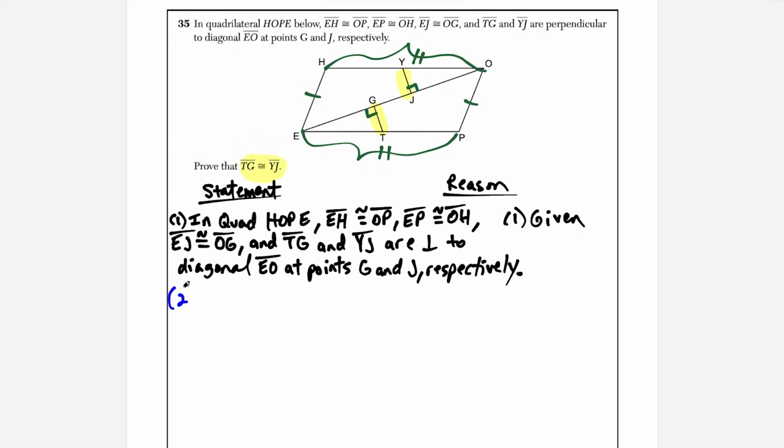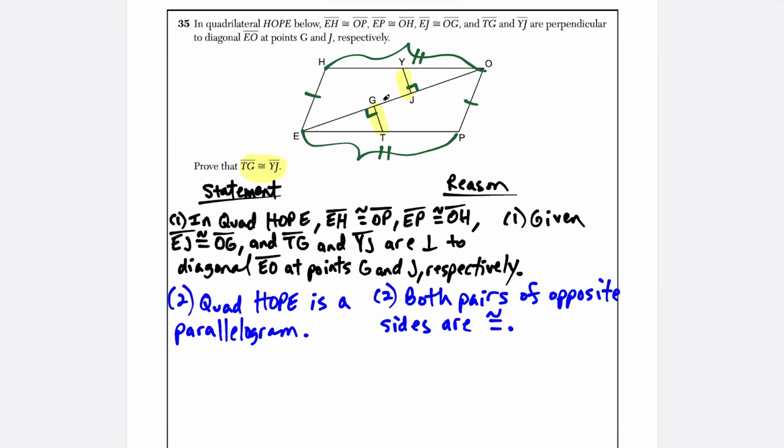Now for statement 2, I'm looking at this diagram, and I notice that both pairs of opposite sides of quadrilateral HOPE are congruent. So we could say that quad HOPE is a parallelogram, and we know that because both pairs of opposite sides are congruent. Once we know we have a parallelogram, we could say things like alternate interior angles are congruent.